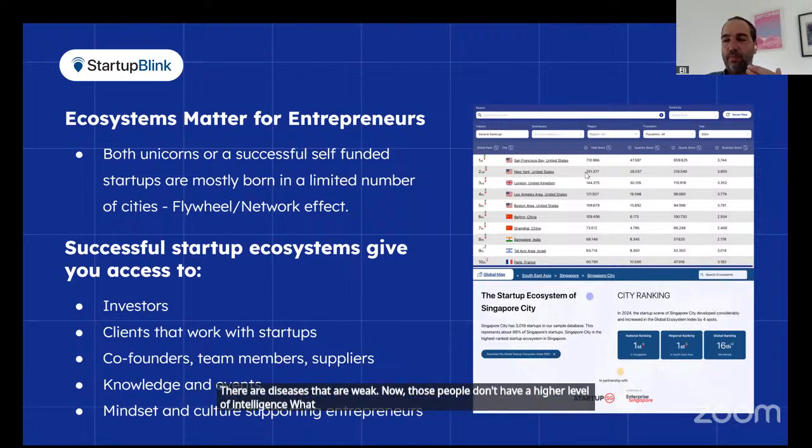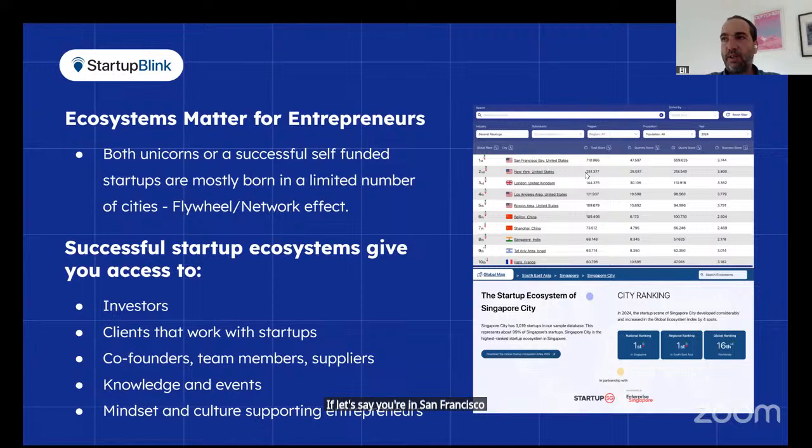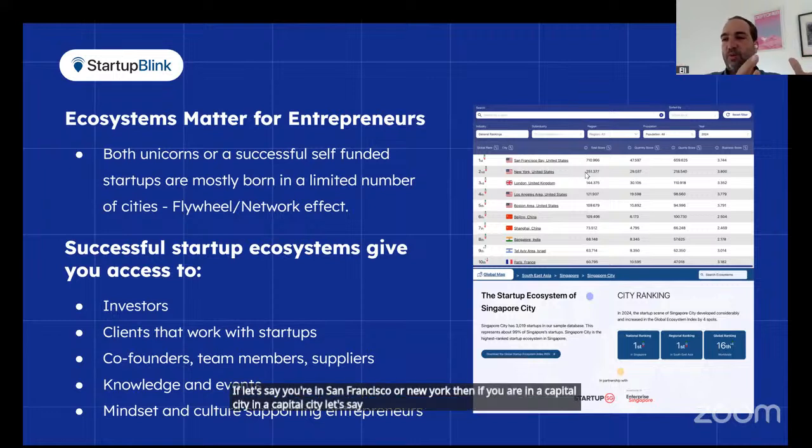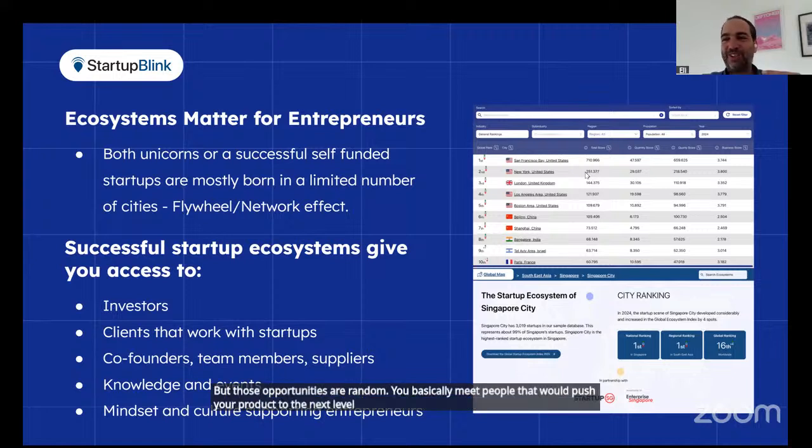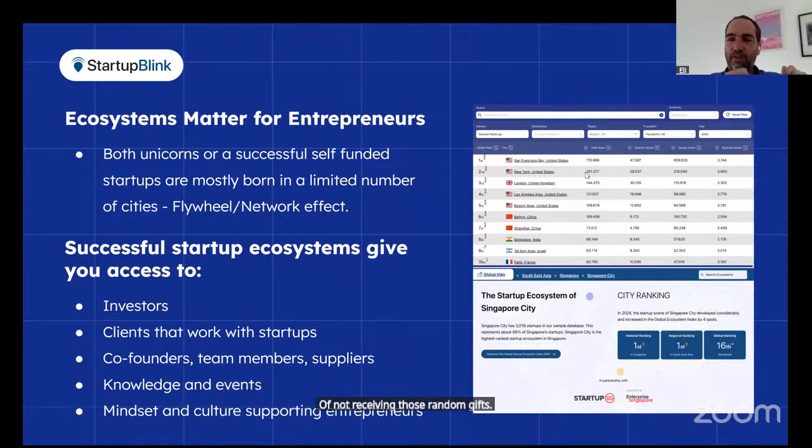What happens is that if you build your startup in the right place, there is a flywheel process that allows for much better chances of success if, let's say, you're in San Francisco or New York, than if you are in a capital city in, let's say, Central Eastern Europe, and even Western Europe. Because simply there are opportunities there that are happening that are not happening in other places. The sad thing is that you would never notice because those opportunities are random. You basically meet people that would push your startup to the next level. You meet the person that's connected with your client or your investor, and so on. So if you are stuck in a small village, you would never feel the pain of not receiving those random gifts. But receiving those random gifts is incredibly important.